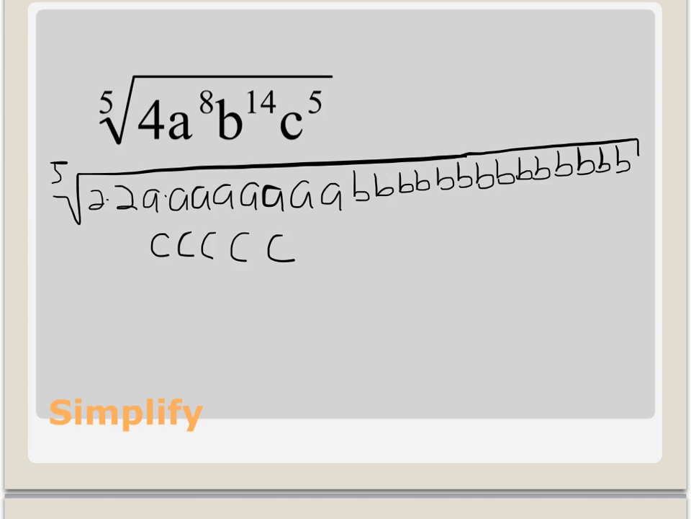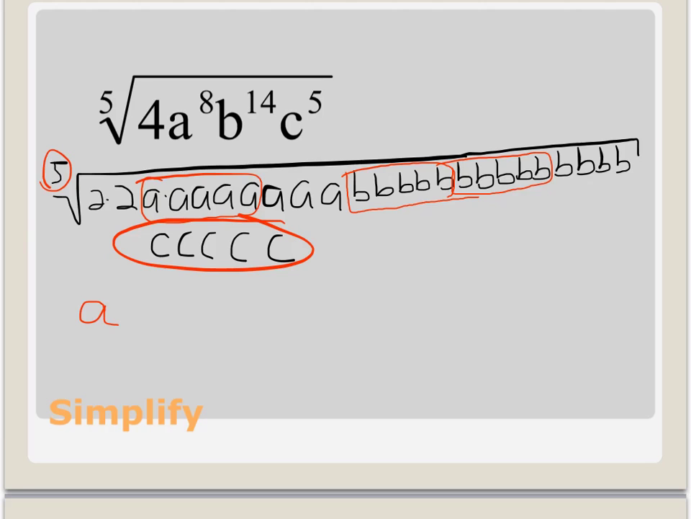Right. Now we find our sets of 5 because we're doing the 5th root. 2 times 2, no more 2's. A's, I've got 1, 2, 3, 4, 5, and then 3 A's left over. I have 1, 2, 3, 4, 5, 6, oh sorry, let's try that again. 1, 2, 3, 4, 5 B's here, and then 1, 2, 3, 4, 5 B's here with 4 B's left over, and then I have 5 C's, so all the red go on the outside.